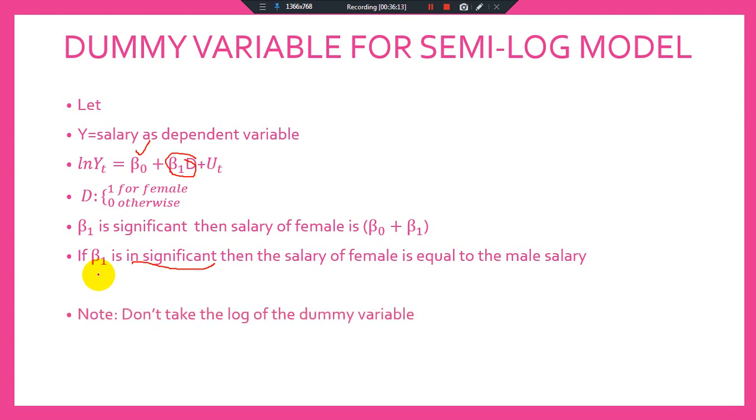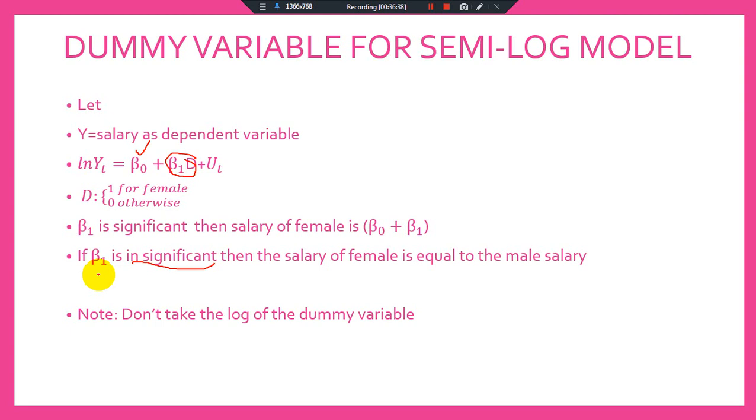Okay, note that we don't take the log of a dummy variable. Keep in mind that we cannot take the log of a dummy variable. This is a main rule for the logarithm, because in a dummy variable we have 0 and 1 values, and we cannot take the log of a 0 value.